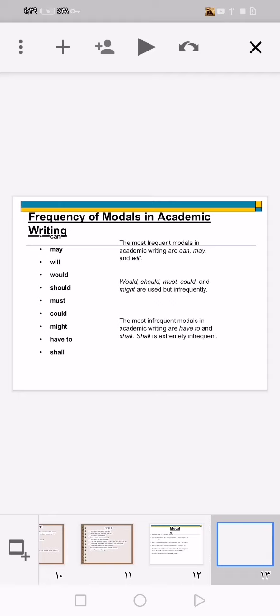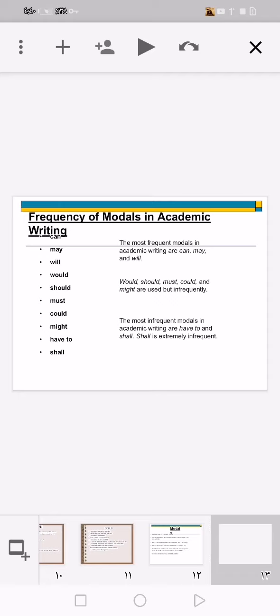Frequency of modals in academic writing. The most frequent modals in academic writing are can, may, and will. Students, here we are talking about the classification of modal verbs in academic writing. Which is used most in writing? We start with can, then may, then will, after that would, then should, must, could, might, have to, shall. Would, should, must, could and might are used but infrequently in academic writing.